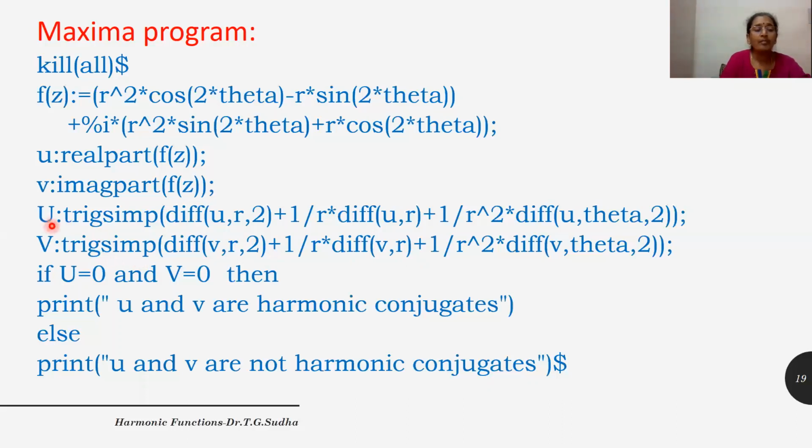So capital U is the Laplacian of the real part. Capital V is the Laplacian of the imaginary part. If capital U is equal to 0 and capital V is equal to 0, then u and v become harmonic conjugates because they become harmonic. Else, u and v are not harmonic conjugates. Let us execute this in the Maxima window.